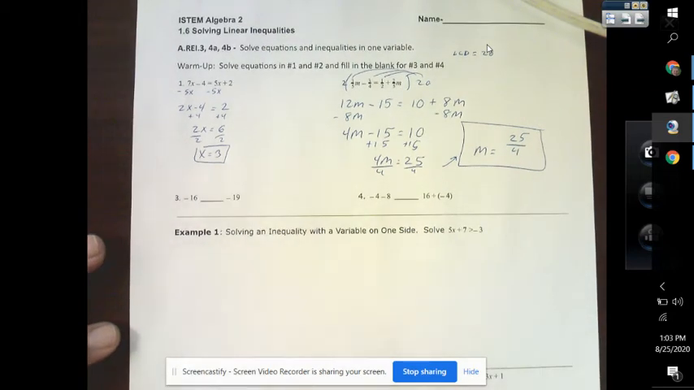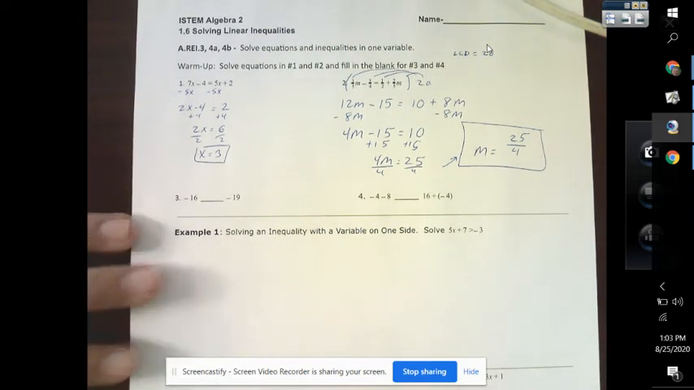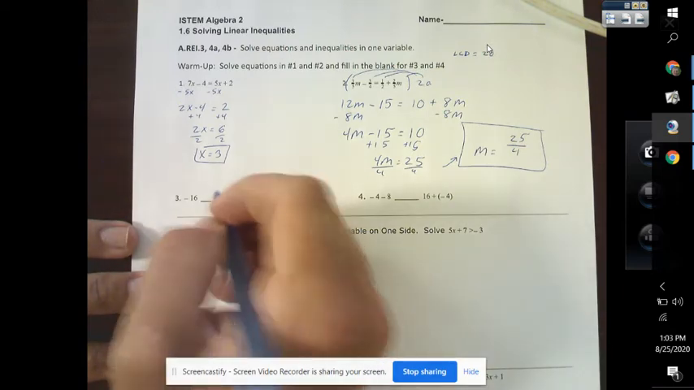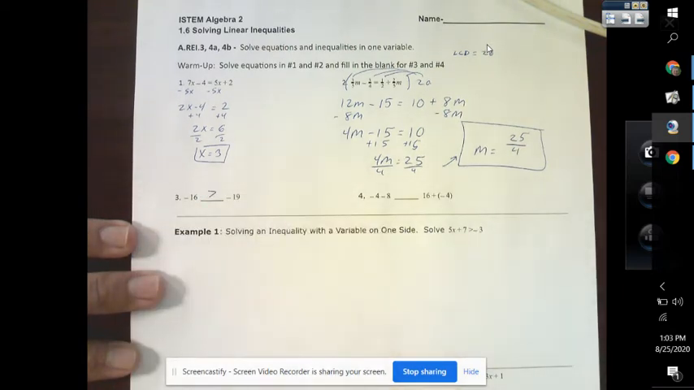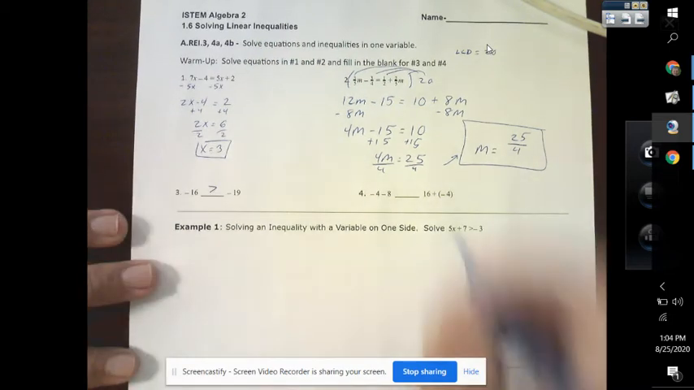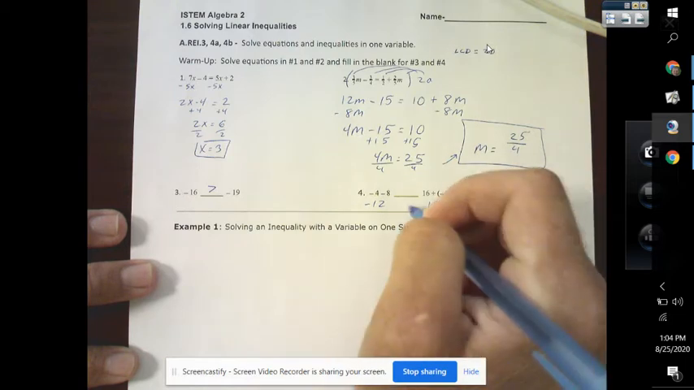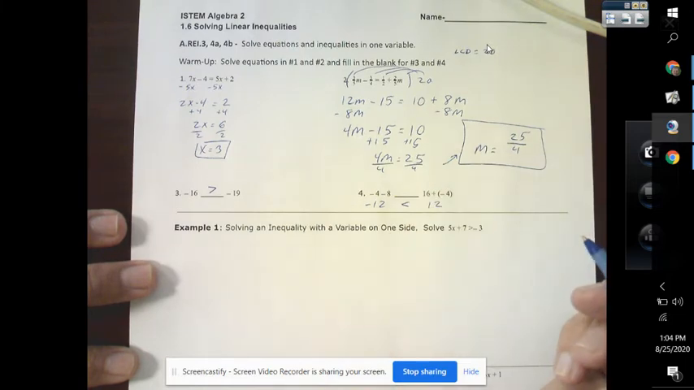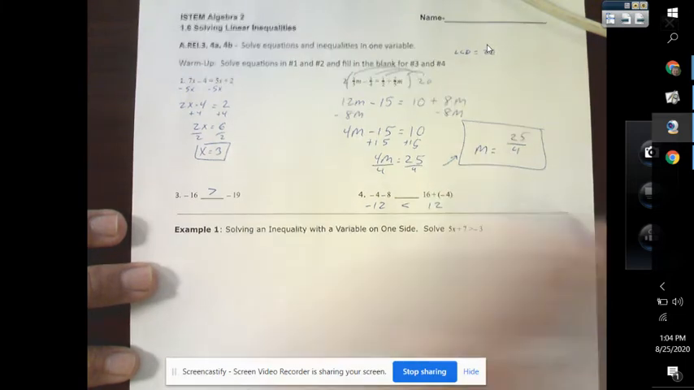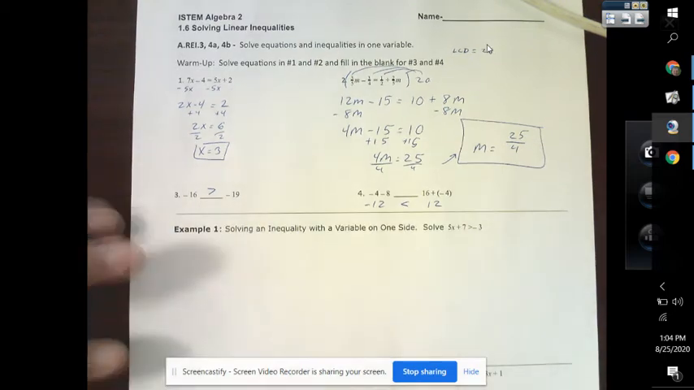Negative 16 is blank compared to negative 19. So which one's less than, greater than, or equal to? Negative 16 is greater than negative 19. Think about the number line. Negative 19 is further left on the number line. Then over here, a little bit of quick math. Negative of negative 12 just gives you positive 12. Obviously, negative 12 is less than 12. Cool. Okay, that one can trip some people up, but we're good.